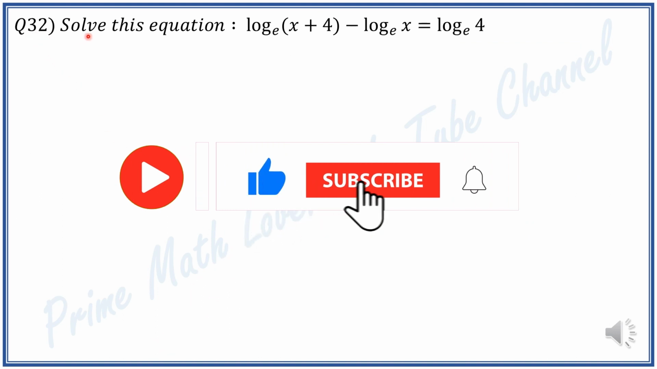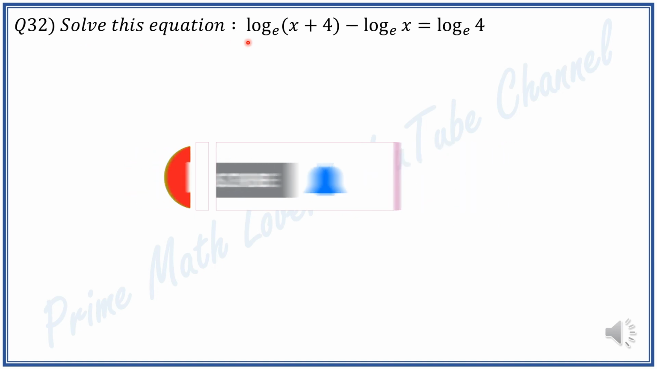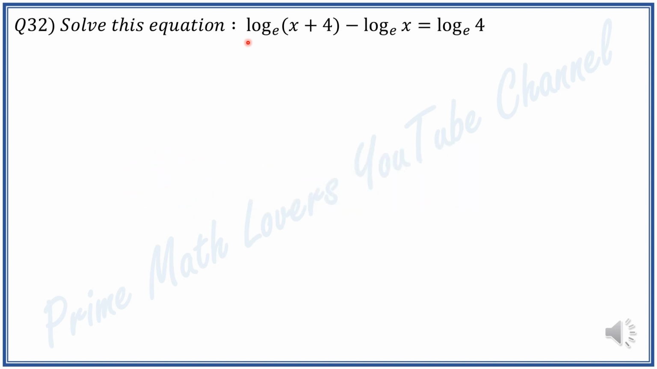Question 32. Solve this equation. Logarithm base e of x plus 4 minus logarithm base e of x is equal to logarithm base e of 4. To solve this equation, we will apply the properties of logarithms.